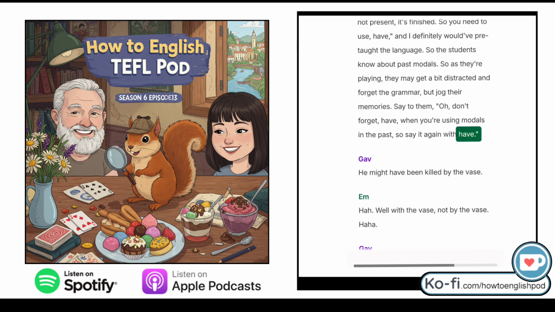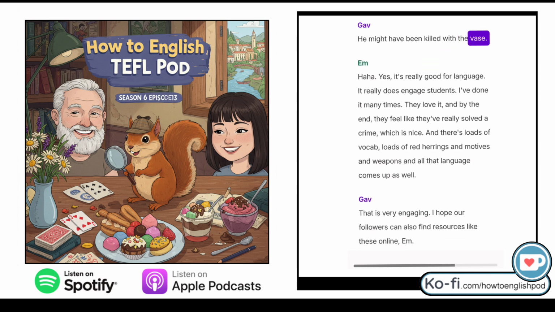So say it again with have. He might have been killed by the vase. Well, with the vase, not by the vase. He might have been killed with the vase. Yeah. Yes, it's really good for language.